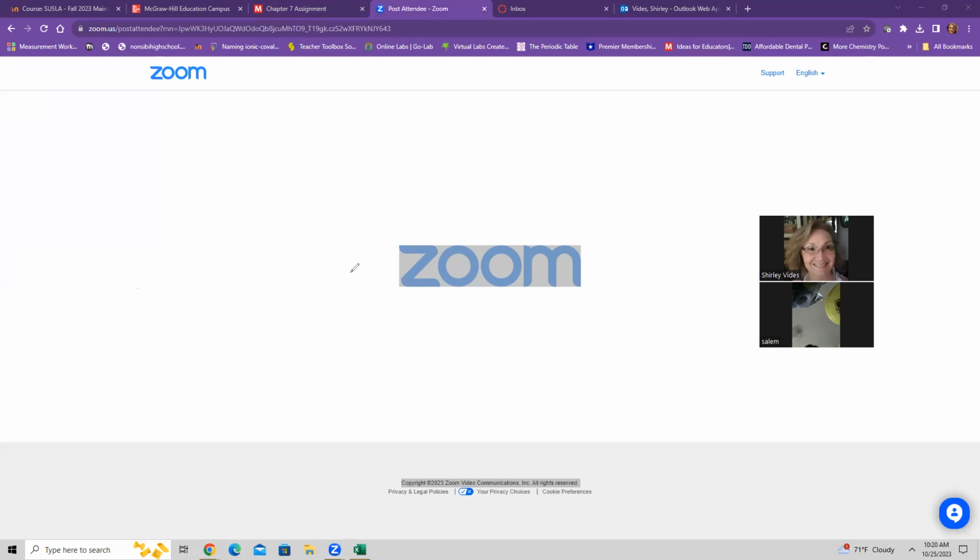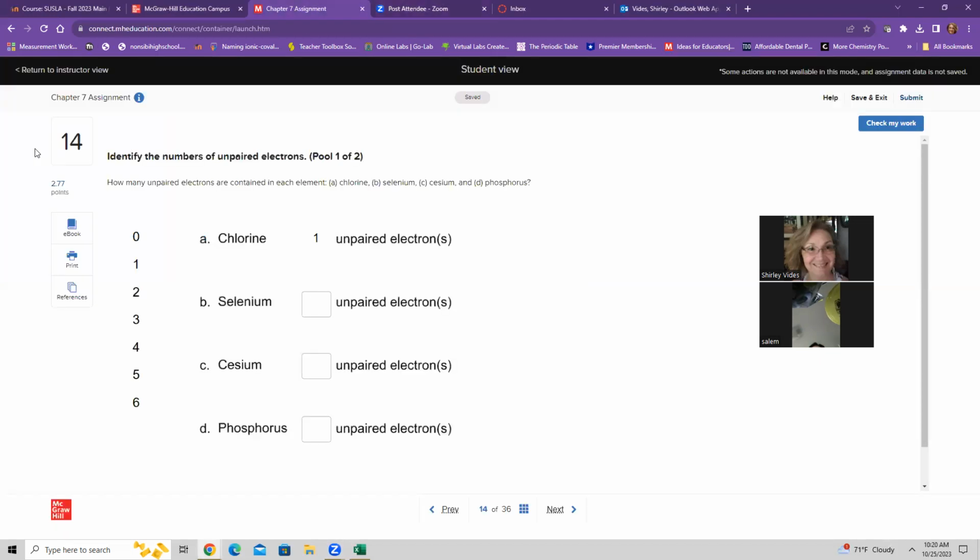Oops. What happened? Oh, you clicked on the tab next to it. Go to the top and click on Chapter 7 assignment on your tab. Oh, okay. I accidentally clicked. I don't even know how I did that. Okay. All right. So I was trying to get the draw tool and I did it with my finger.